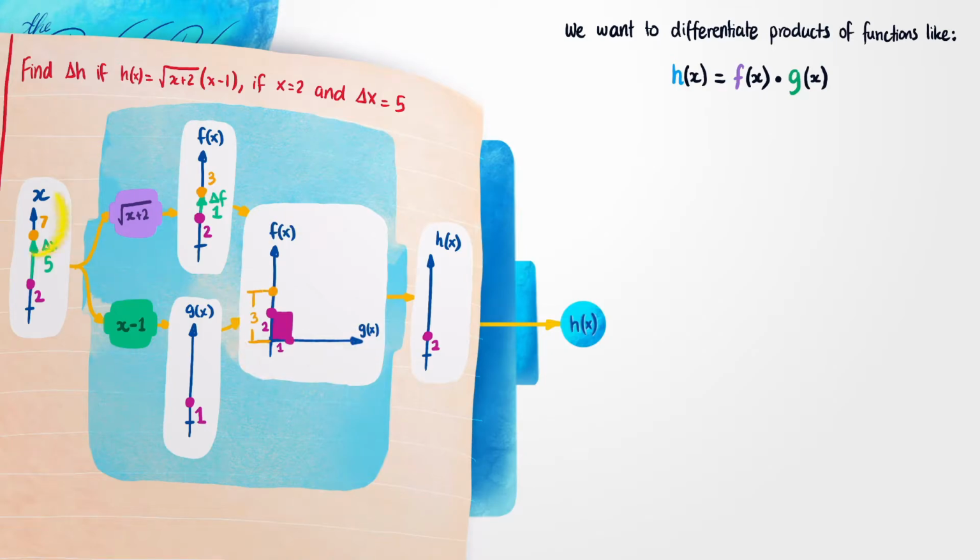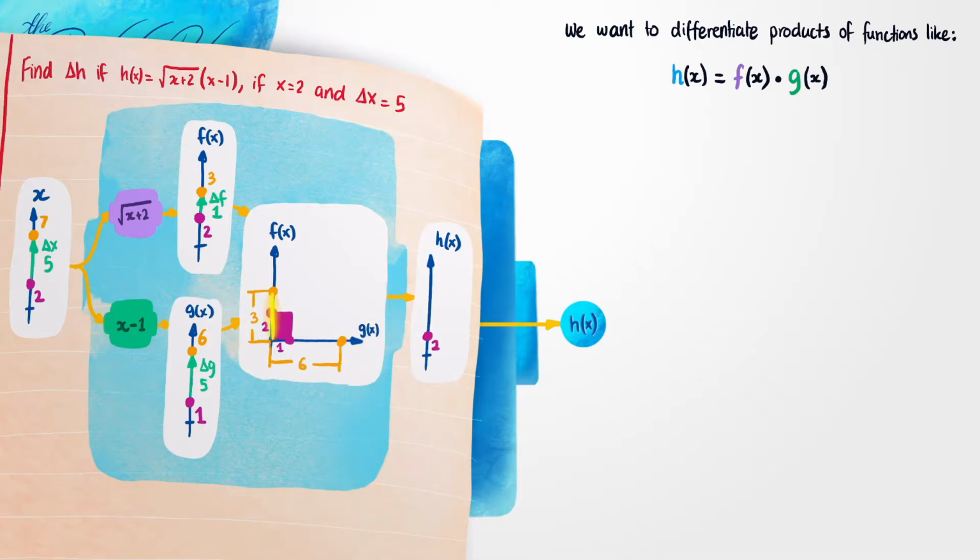Now after this, we also want to feed 7 in through the bottom function as well. So since the bottom function is x minus 1, then the bottom value is just 7 minus 1, or 6. Now this time, since we've gone from 1 to 6, we've actually changed g by 5. And again, we should also copy this information to this diagram over here.